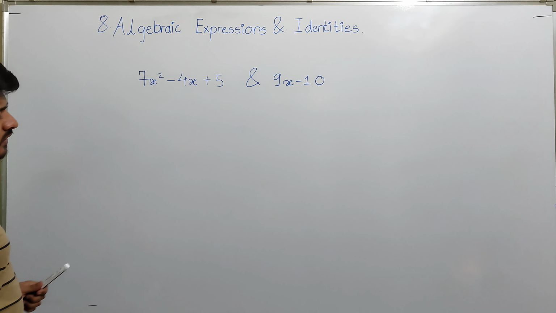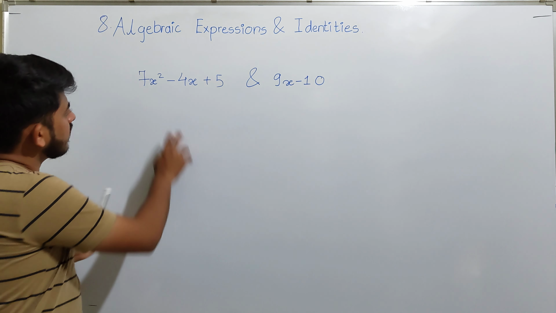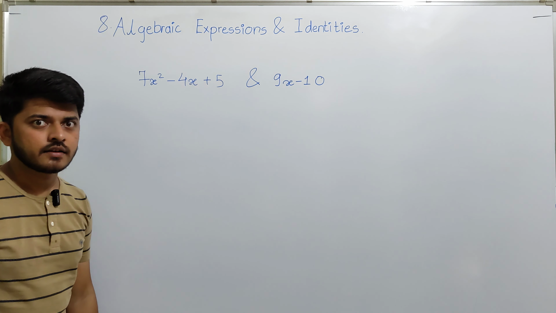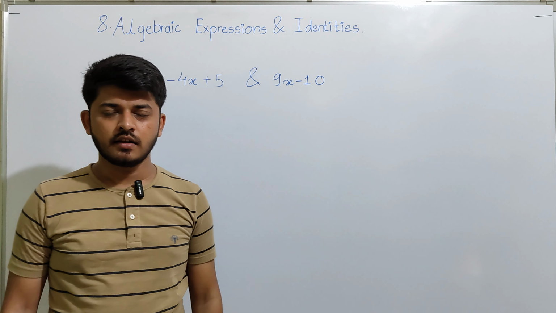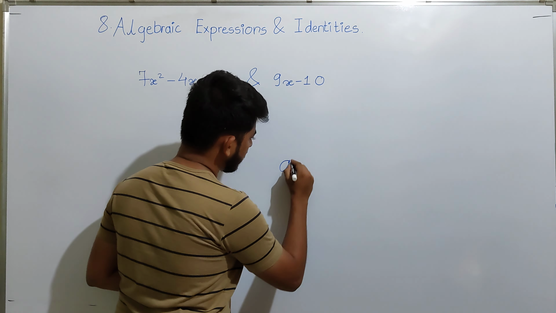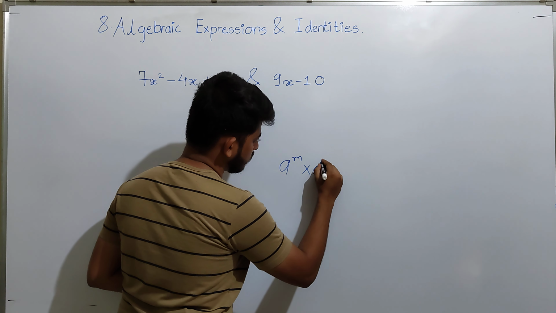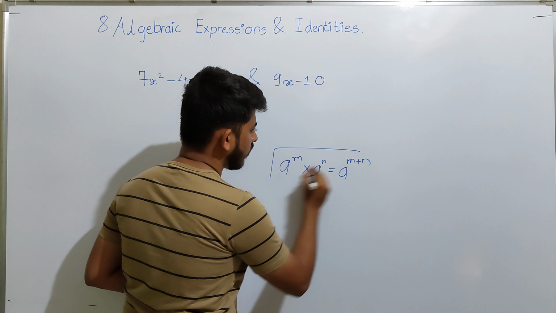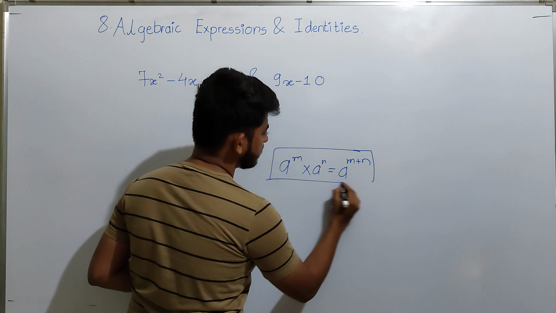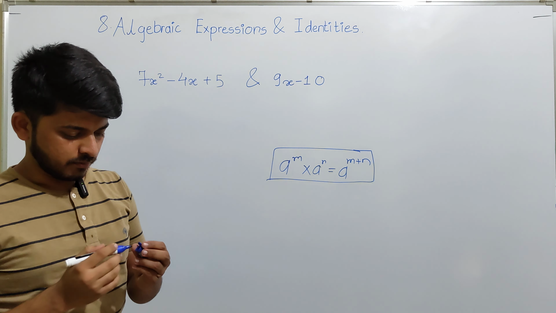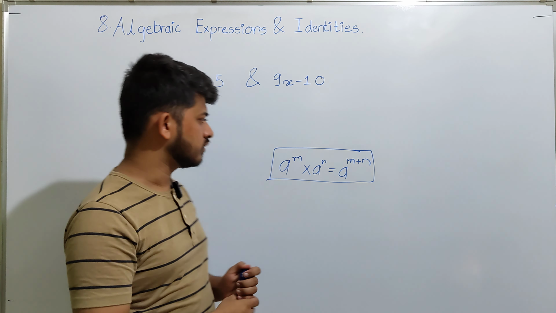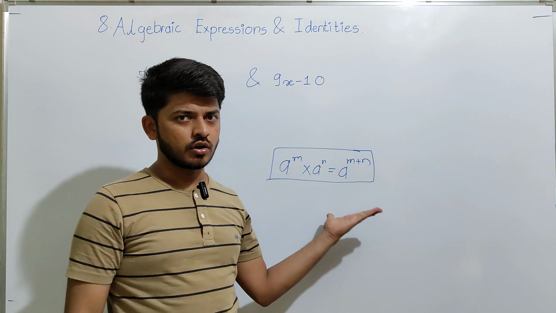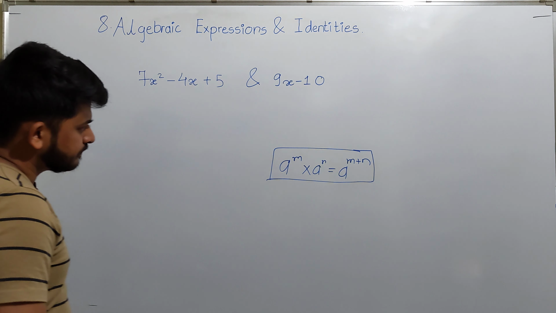Now see here, these are all the algebraic expressions and their identities. You might have seen the laws of indices, that is a raised to m into a raised to n is equal to a raised to m plus n. This is a law of indices. You might have seen it, maybe or maybe not, and if you don't know, this is the basic thing. Please note it down inside your notebook.